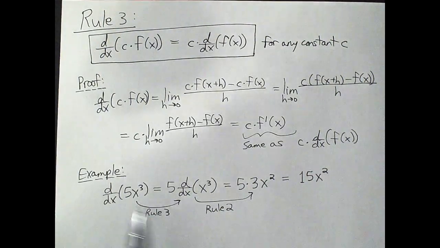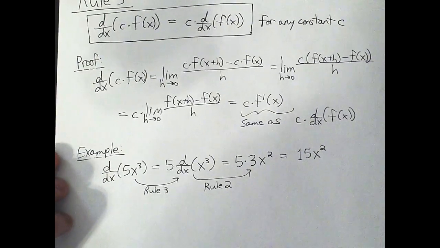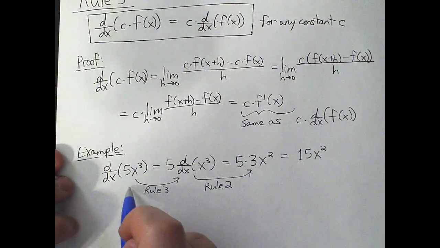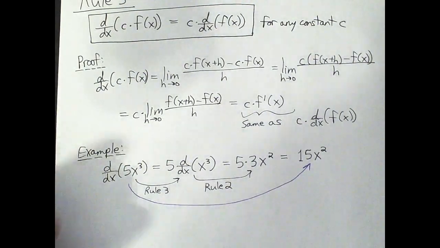So you might be able to, maybe not right now because this is brand new to us, but pretty soon you'll be able to just see this problem and say, I know that that's going to be 15x squared. The 3 times 5 is going to give me 15, and the exponent's going to give me 2. And that's okay to do. It's okay to skip the middle steps for these types of problems.